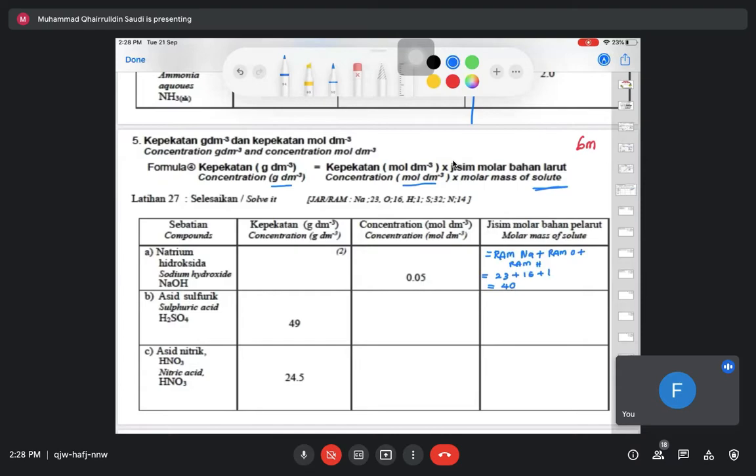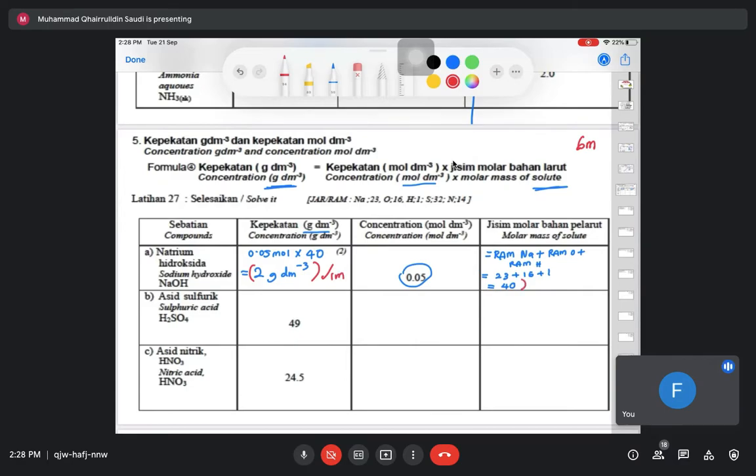Next, we want to find the concentration in gram per dm cube. So concentration in gram per dm cube is concentration in mole per dm cube times the molar mass. So 0.05 mole per dm cube times 40, and you will get 2. 2 what? Good. Gram per dm cube. So for this part, the correct unit gets 1 mark.